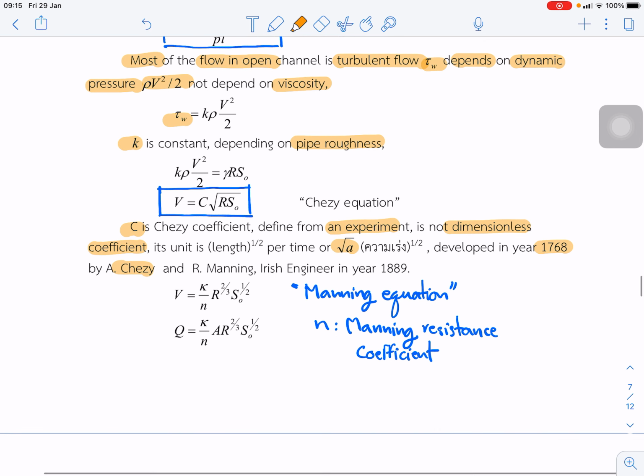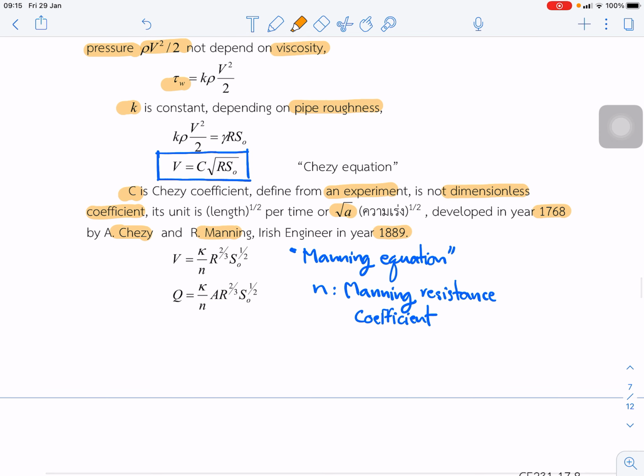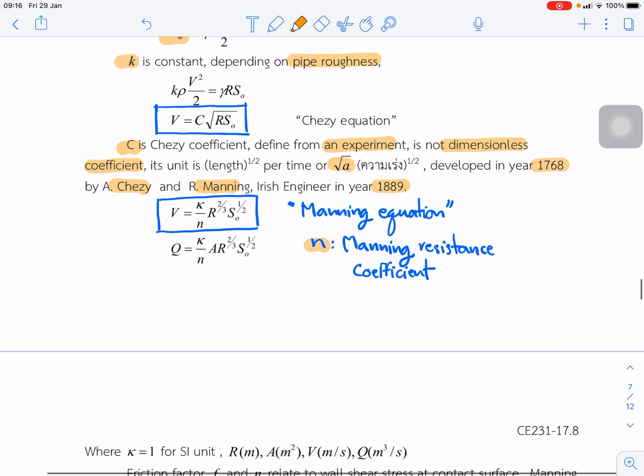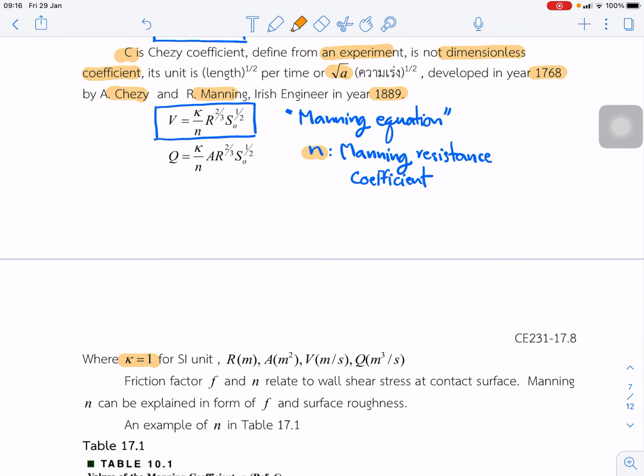And another equation we call the Manning equation was proposed by the Irish engineer in the 19th century. In this Manning equation, V is equal to kappa over n times the hydraulic radius to the power 2 over 3 times the slope to the power 1 over 2. That is the Manning equation, and n we call the Manning resistance coefficient. In this case, kappa is equal to 1 for the SI unit. Okay.